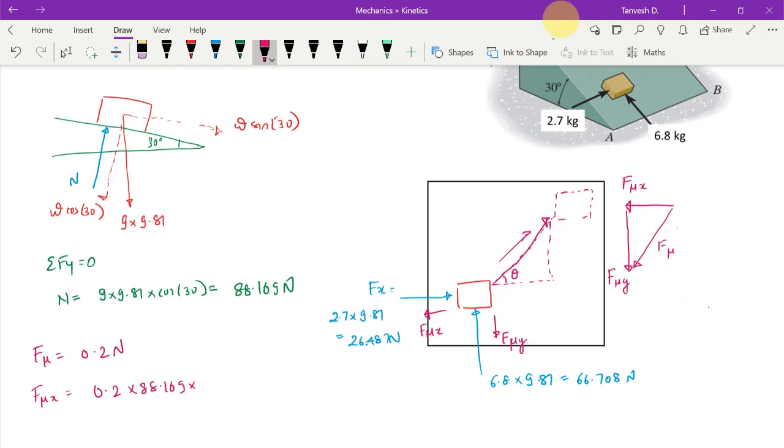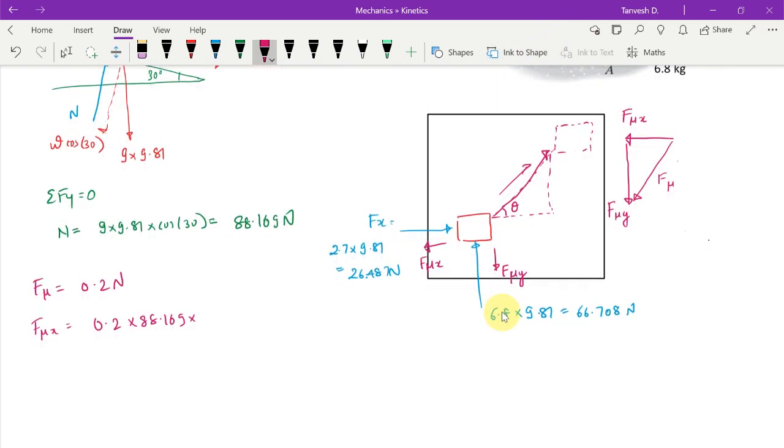So for now let us say that we do not know that angle theta. F mu x would be 0.2 into 88.169 cos theta, so this would be equal to 17.6338 cos theta. Similarly, F mu y will be 0.2 into 88.169 sin theta, which is equal to 17.6338 sin theta. Okay, this is what we got. We have resolved the frictional forces.